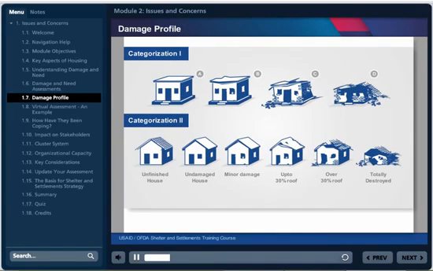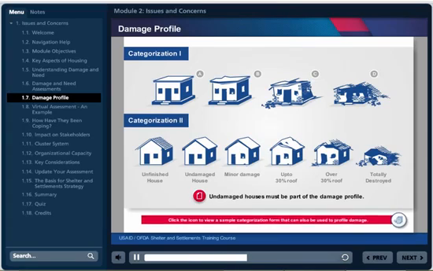These are some examples of graphic damage profiles used in various assessments carried out. Click on the icon to view a sample categorization form that can also be used to profile damage.